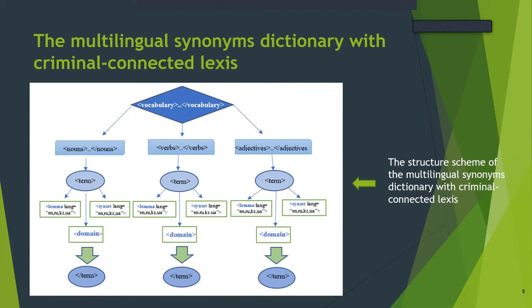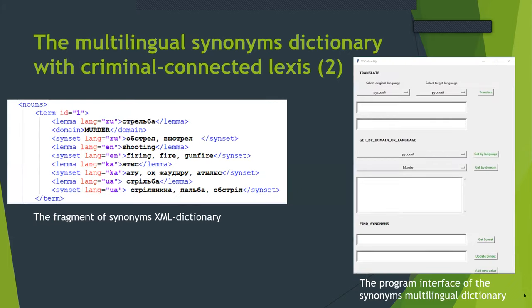Each element term presents a word in a given part of speech with its synonyms in four languages, where accordingly there are child elements lemma and synset with attribute lemma. In order to make the dictionary easy to use and complete, a special application has been developed.